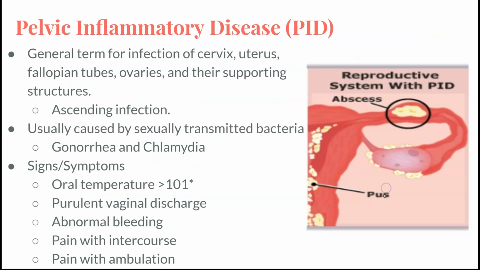Pelvic inflammatory disease increases a woman's risk for having an ectopic pregnancy because of all the adhesions and strictures that occur due to this infection. Moving on.